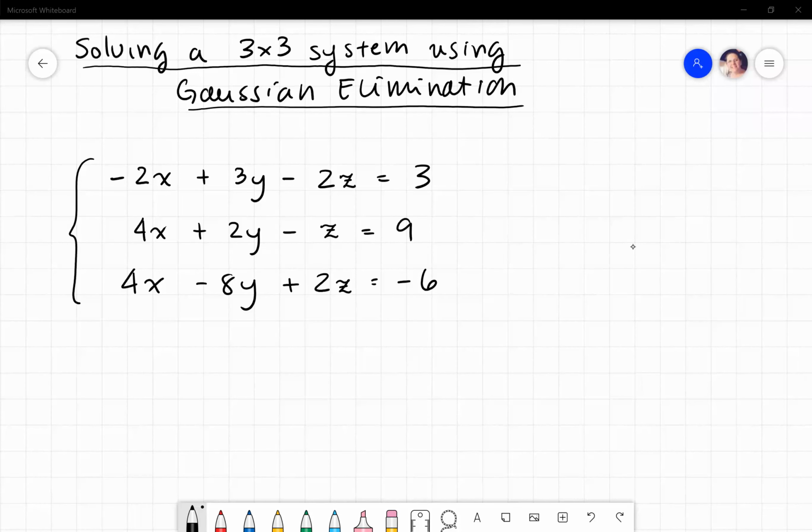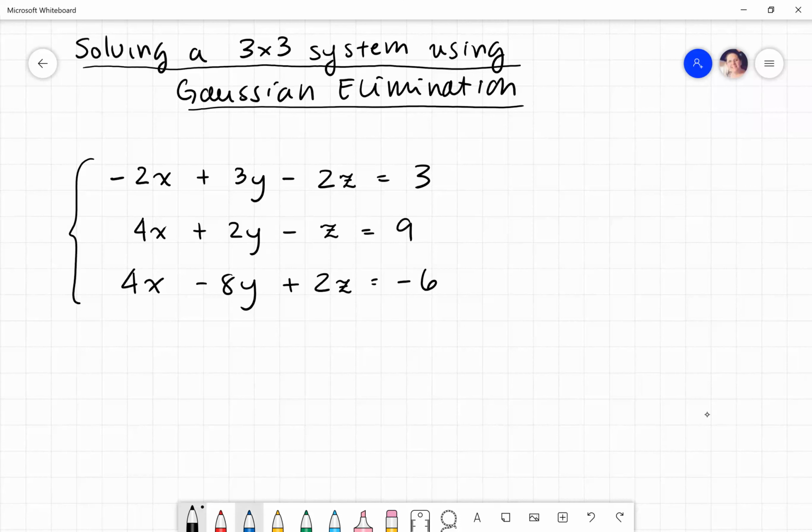Hello. Here is an example of solving a 3x3 system, that is, a system of linear equations in 3 variables, using Gaussian elimination. So remember, Gaussian elimination is when we take the system and write a corresponding augmented matrix, and then we use elementary row operations on the matrix until the matrix is in row echelon form.